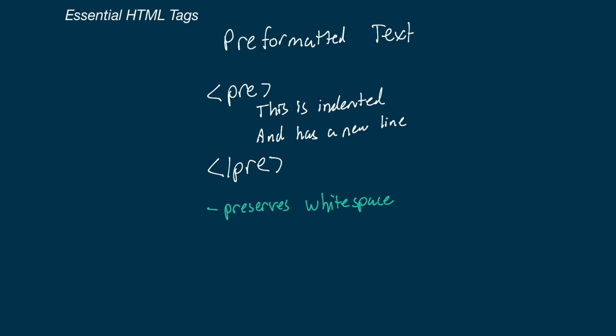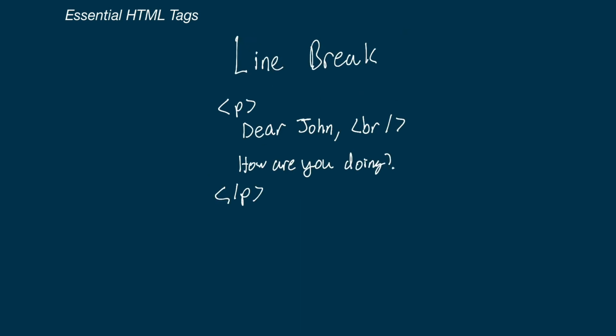So in this example, the "this is indented and has a new line" text would show up exactly like that. It would be indented and it would have a new line in the middle of it. And now let's look at one more way we can control whitespace with our HTML tags, and that is the line break tag. Line break uses the BR tag, and it's a self-closing tag, so remember that means it has no closing tag, and this creates a line break in the page.